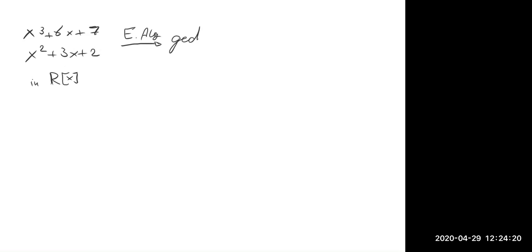Let's look at another example. Suppose you have x cubed plus 6x plus 7 and x squared plus 3x plus 2 in R[x]. Use the Euclidean algorithm to find the greatest common divisor or greatest common factor. Think about this one for a few minutes.